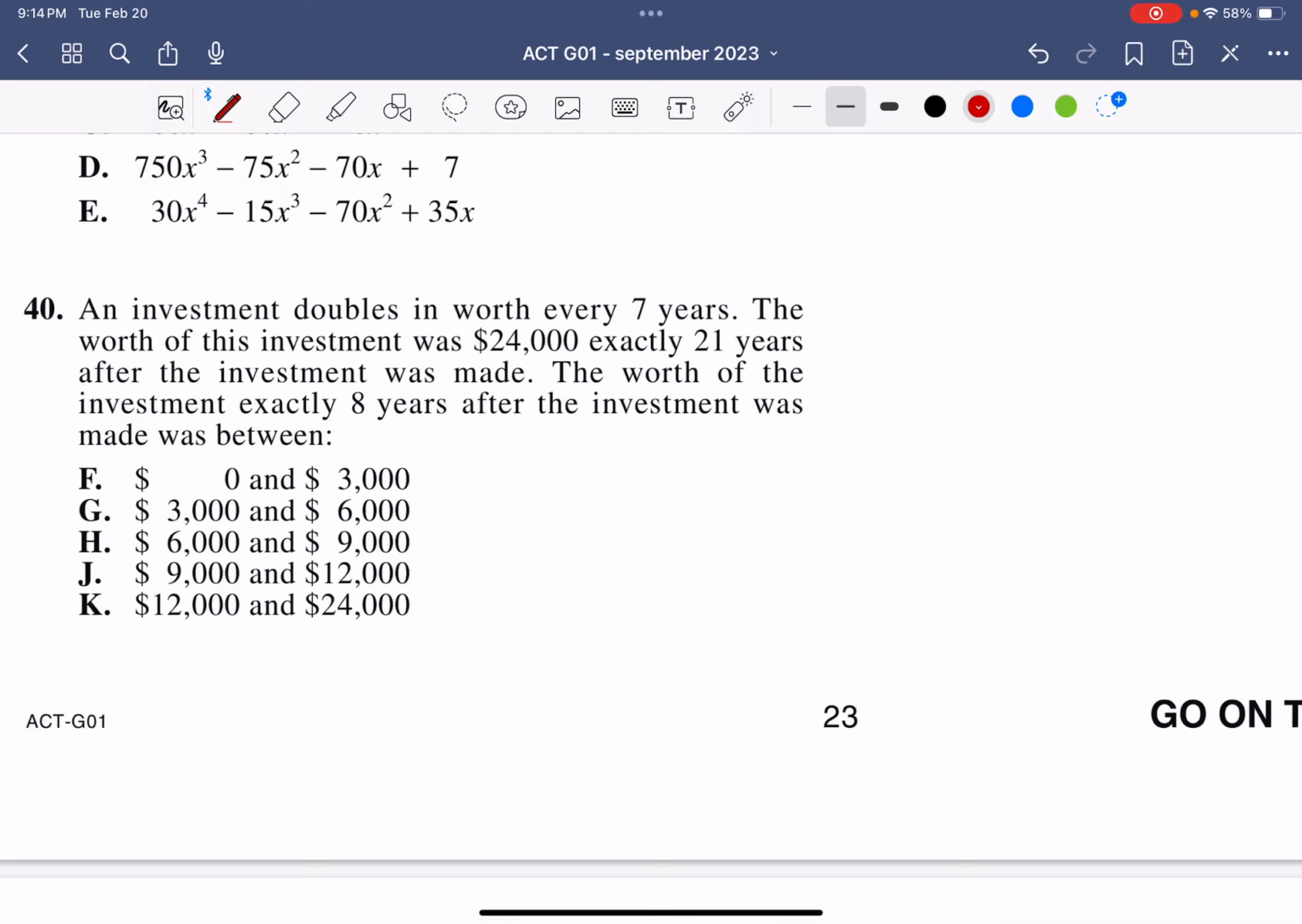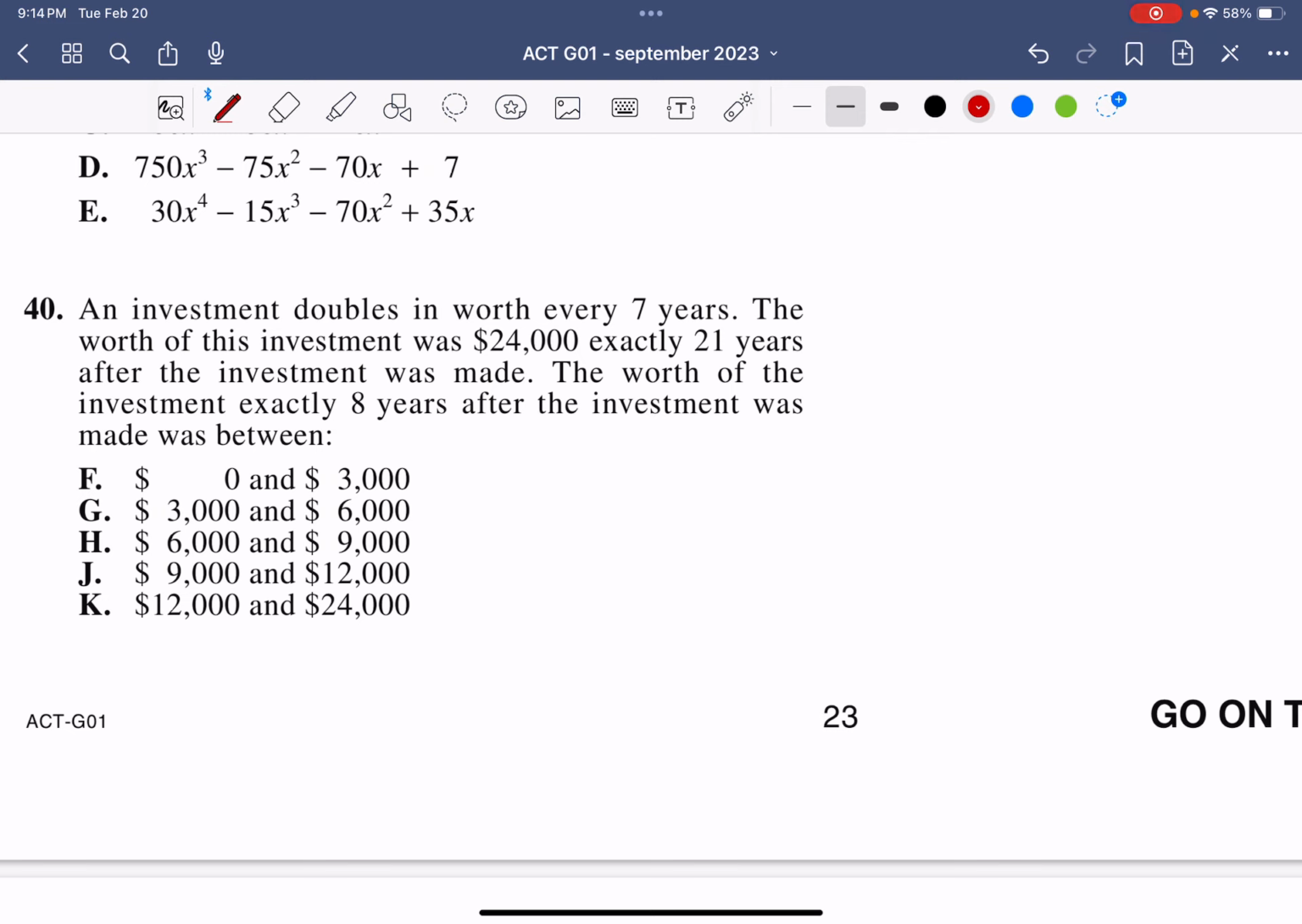Question 40, an investment doubles in worth every 7 years. The worth of this investment was $24,000 exactly 21 years after the investment was made. The worth of the investment exactly 8 years after the investment was made was between what?